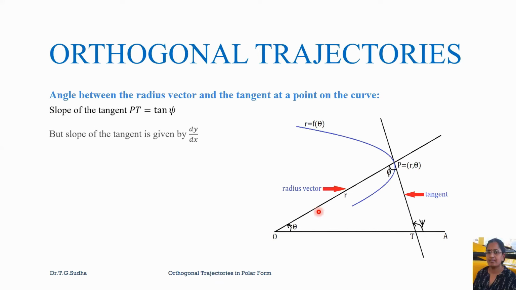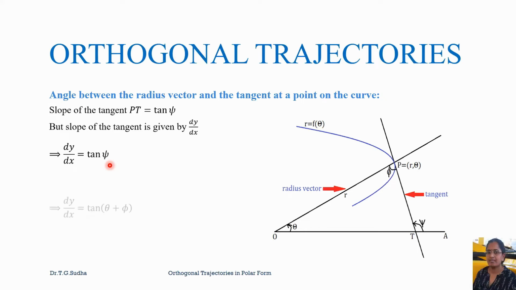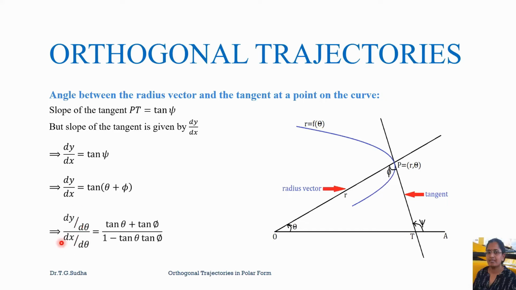But we all know that the slope of the tangent is given by dy/dx. Therefore, dy/dx is equal to tan psi. But y is equal to r sin theta and x is equal to r cos theta. Therefore, we can write dy/dx in terms of the derivatives with respect to theta as dy/d theta divided by dx/d theta.